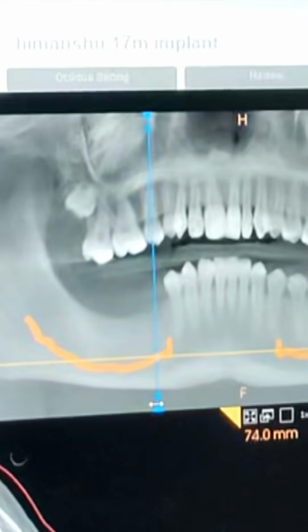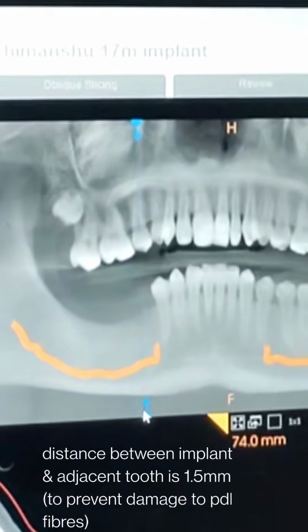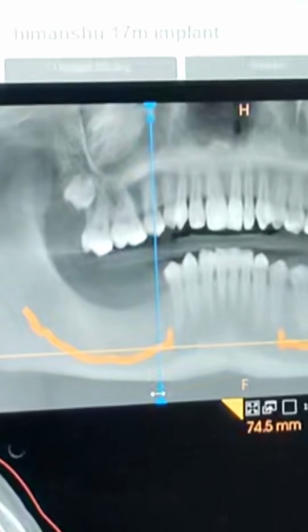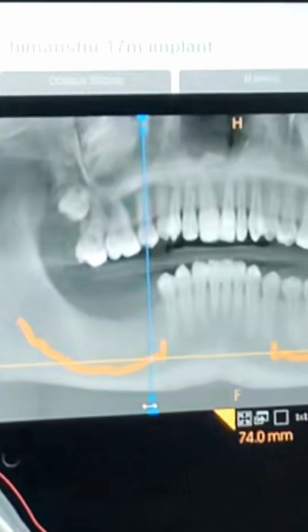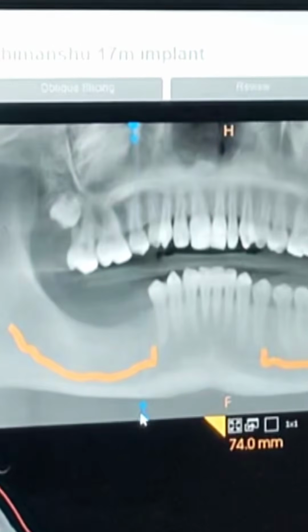Also know that the distance between the implant and the adjacent tooth is 1.5 mm. At least you have to keep a gap of 1.5 mm. You can also measure the distance between the blue line and the adjacent teeth by keeping a gap of 1.5 mm, but I have not recorded this in this video.